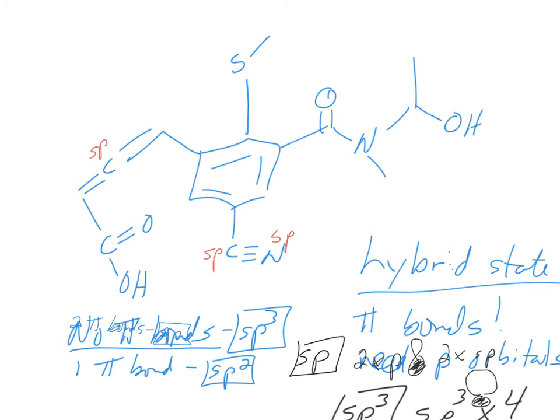Take it a step further, the nitrogen has a lone pair, right? How many bonds does nitrogen want to have? Three. Does it have three? But it also has a lone pair. Can anybody tell me what hybrid orbital that lone pair lives in? An sp. Very good.